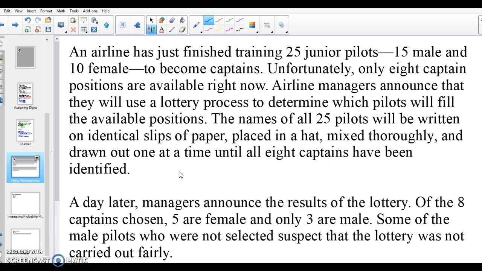In other words, names are going to be chosen out of a hat. So all the names are written on papers, mixed up, and drawn out. When those 8 spots are announced, 5 are female and 3 are male. So some people are complaining that it must have been rigged for there to end up being more females chosen than males chosen if it was truly by chance, just because there are more males in the slips of paper that were originally put into the hat.